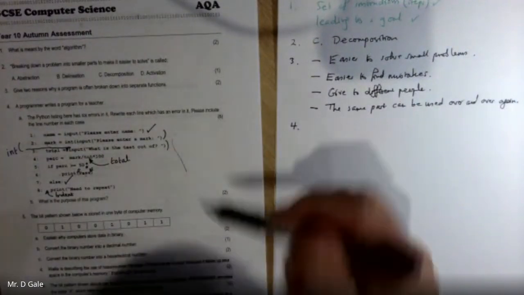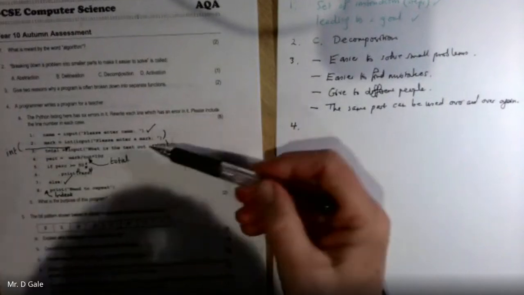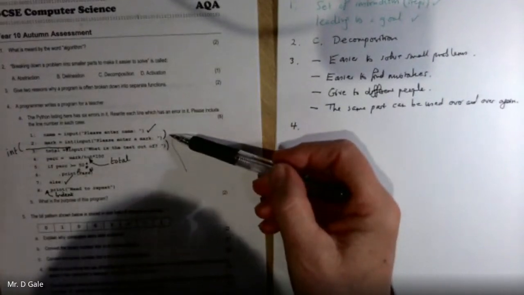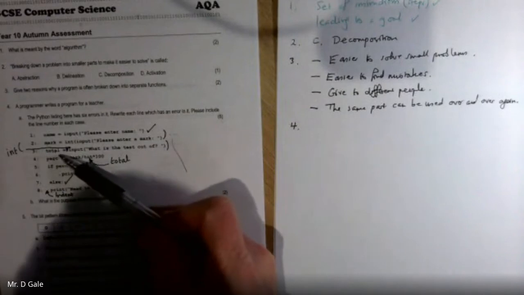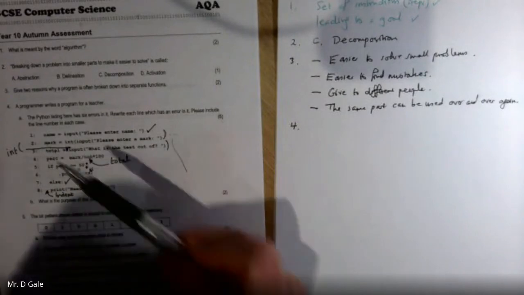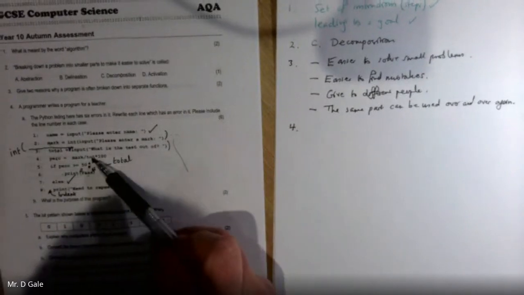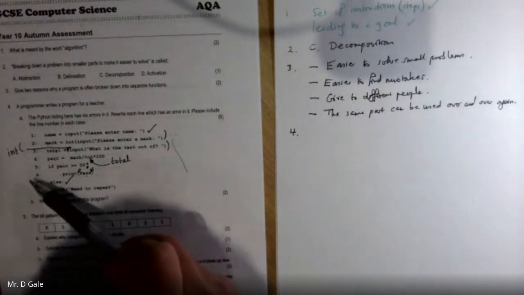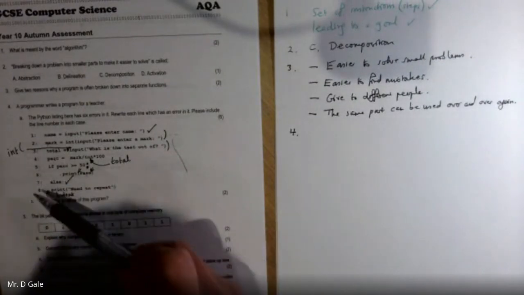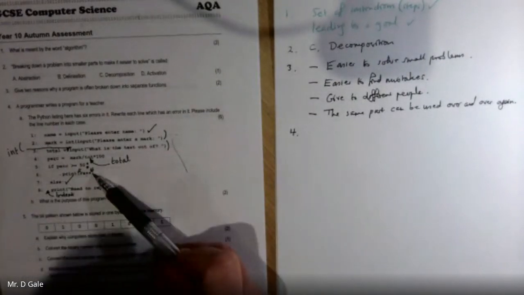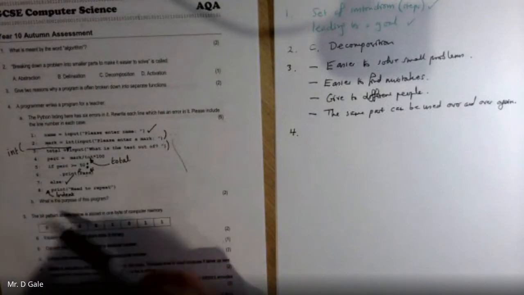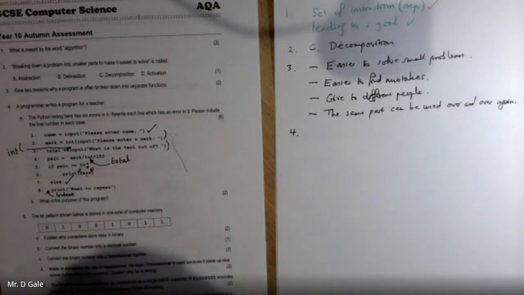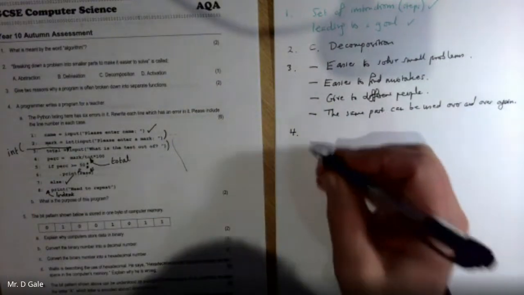So your 6 errors. This line here needs a second bracket. This line number 3 needs an int. Number 4, tote should be total. Number 5 needs a colon. Number 6 needs speech marks. And number 8 needs to be indented. Okay, moving on. That's dealt with number 4.